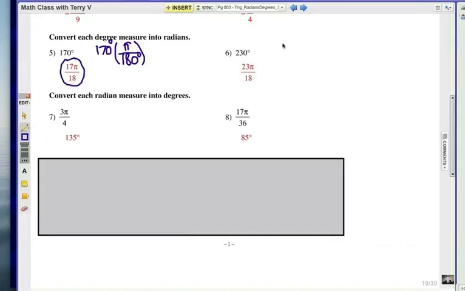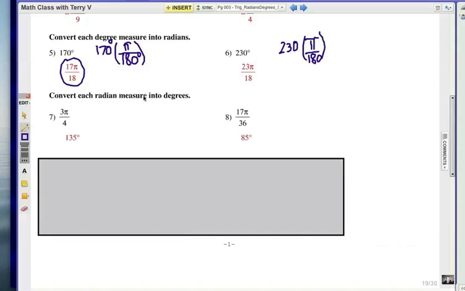Same thing here, 230, we're going to multiply that by pi over 180, and by the time we reduce and simplify, we are going to get 23 pi over 18. Okay, notice how we divide each number by 10.